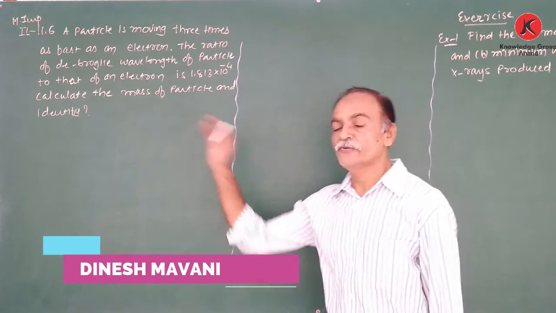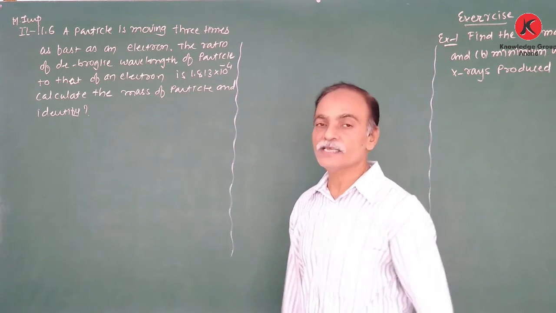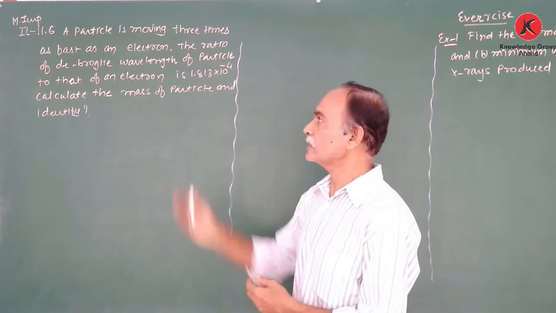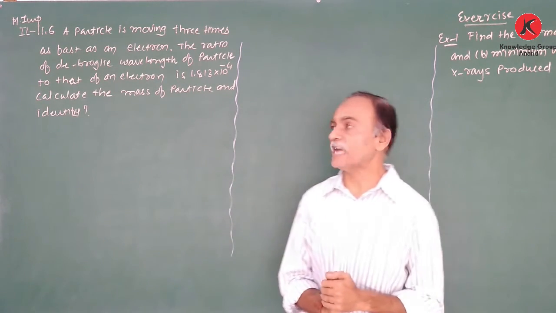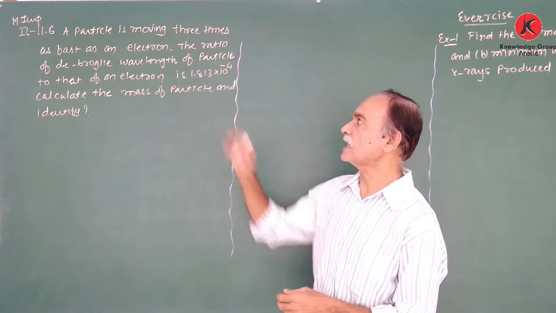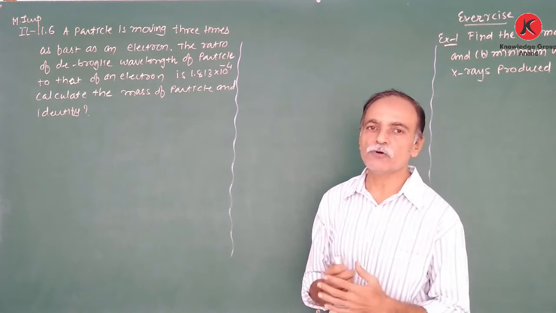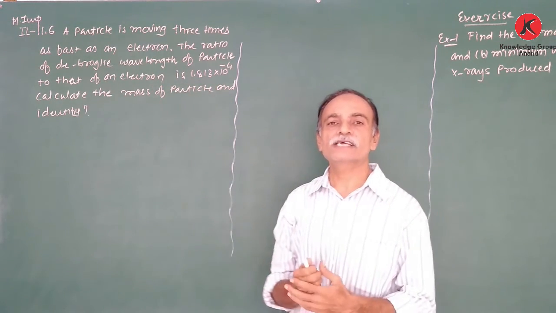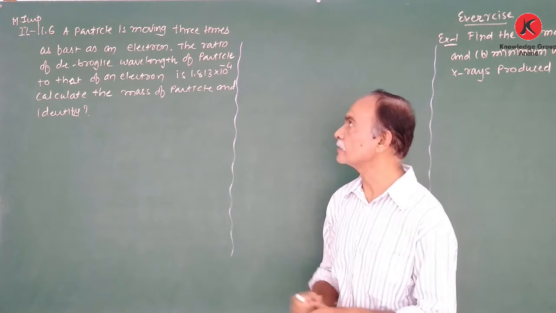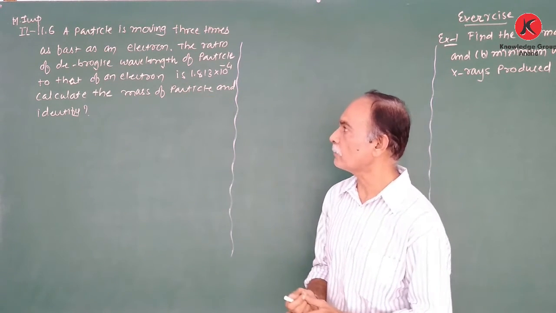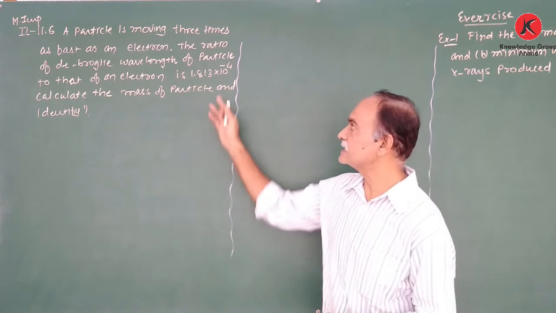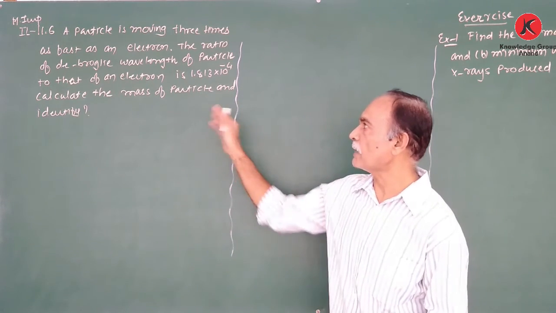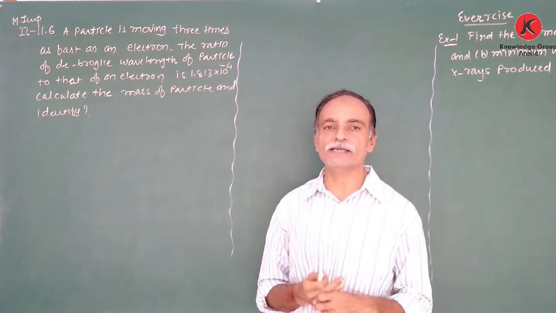Okay, now the last numerical, illustration 11.6. That is most important and frequently asked for 3 marks. Here what is given? A particle is moving 3 times as fast as an electron. That means the speed of the particle is 3 times more than the speed of an electron. The ratio of the de Broglie wavelength of the particle to that of an electron is also given as 1.813 into 10 raised to minus 4. Calculate the mass of the particle and identify that particle.